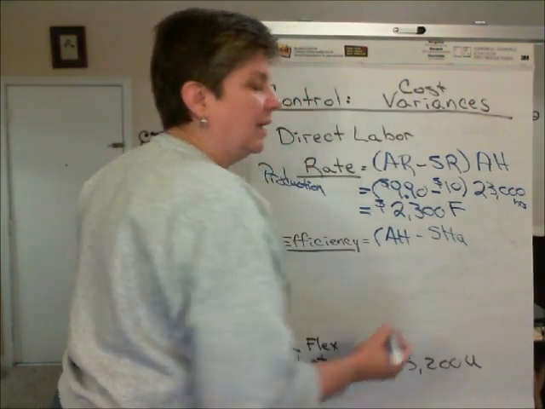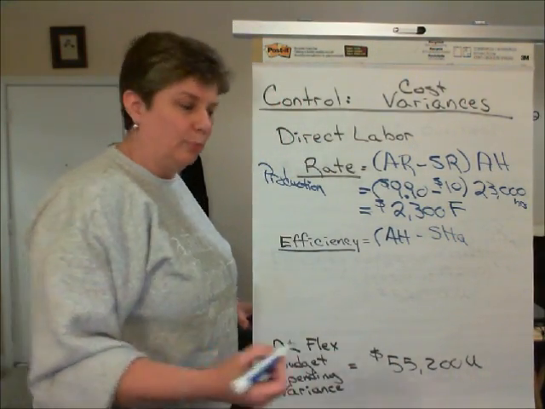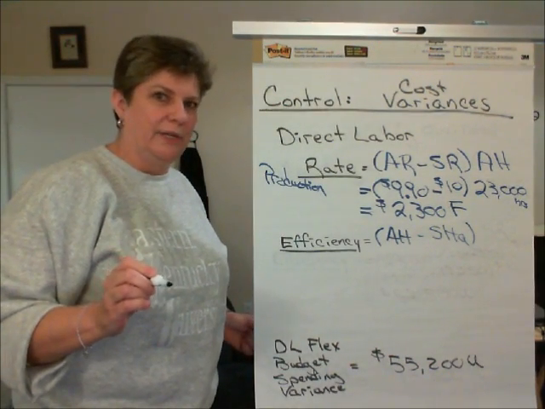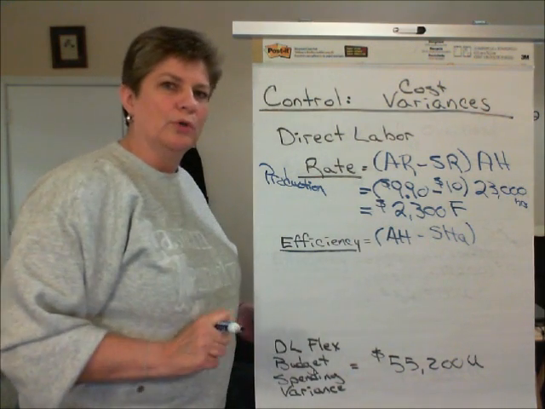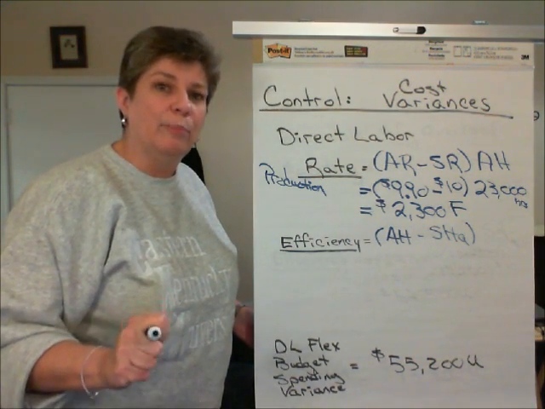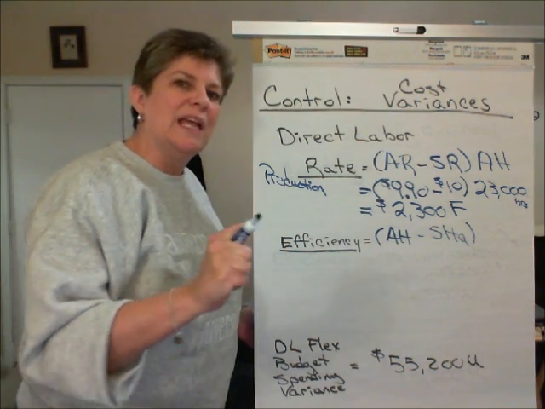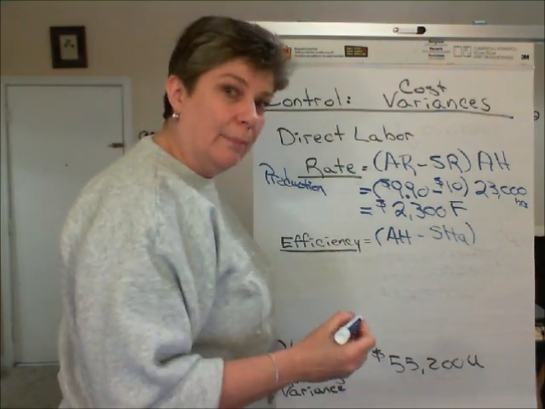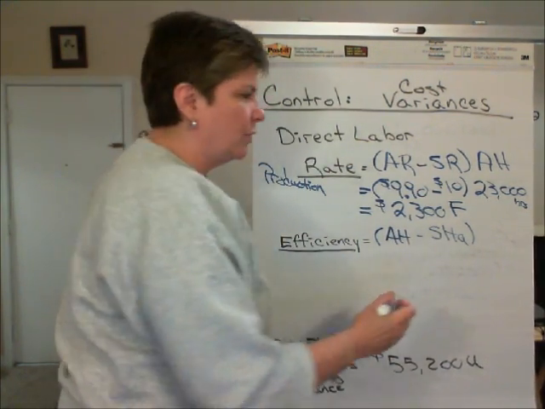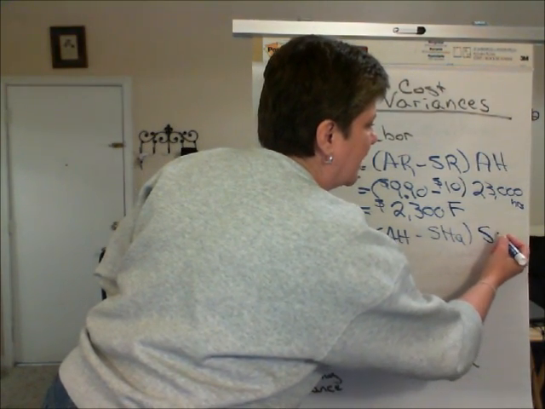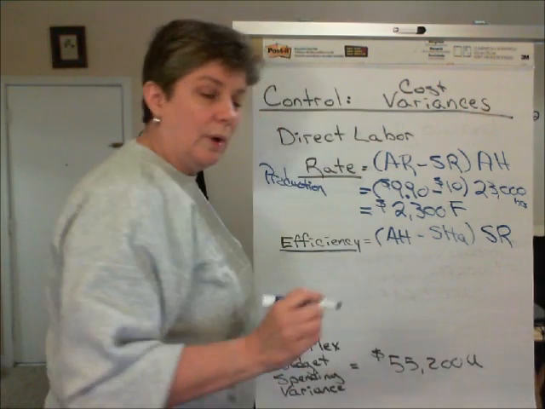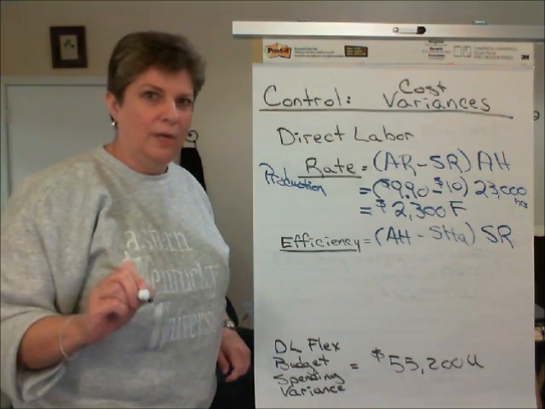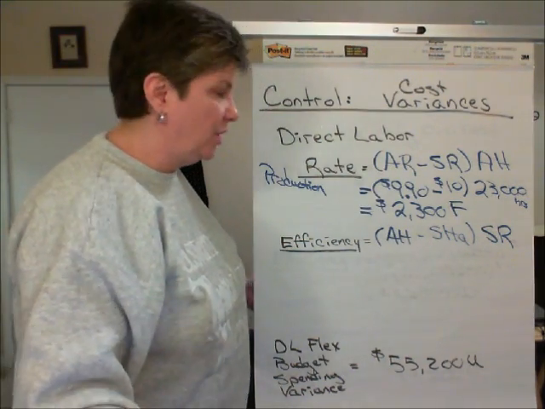labor hours allowed for actual output. So just like our direct materials quantity variance, we compare the actual hours worked with how many hours should have been worked to produce the actual number of completed units. And then we total it out by multiplying that time difference, hours difference, by the standard direct labor rate. And again, that's the labor rate per direct labor hour, not per finished unit.